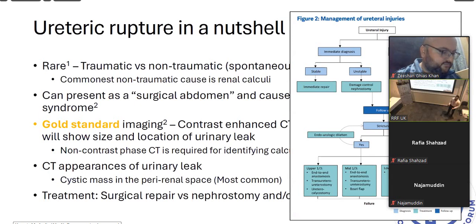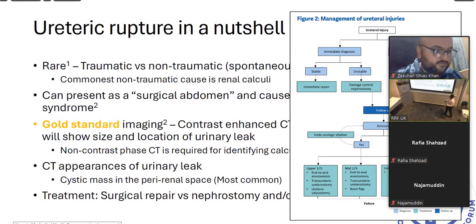So what does a urinary leak look like on a CT? Well, the most common presentation is a cystic mass in the perirenal space, which can be localized or diffuse. In this case, it actually was very diffuse, reaching from the retroperitoneum up into the abdomen.